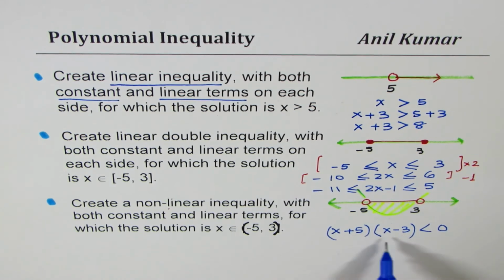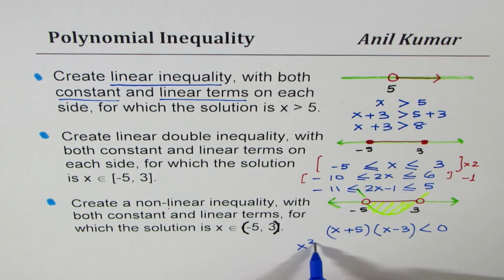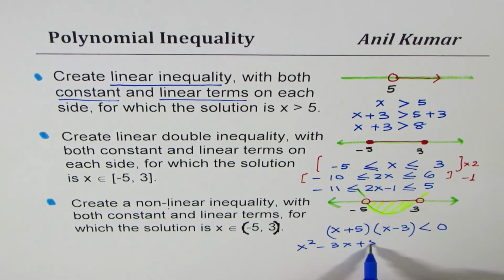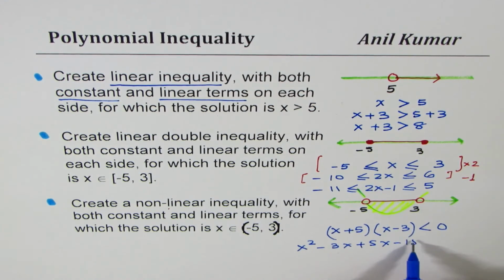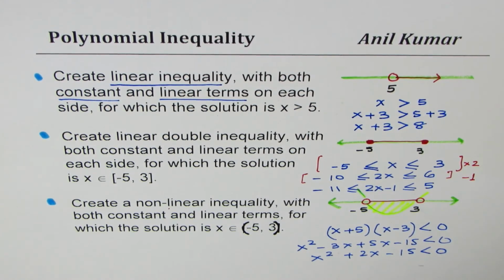It is nonlinear, as you can see. If I multiply, what do I get? I get x squared minus 3x plus 5x minus 15 is less than 0, or x squared plus 2x minus 15 is less than 0. So we have a non-linear inequality with both constant and linear terms for which the solution is as given to us.